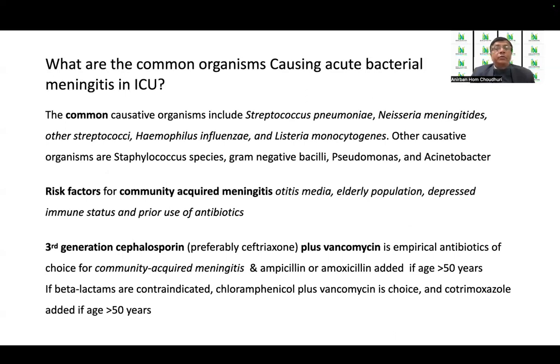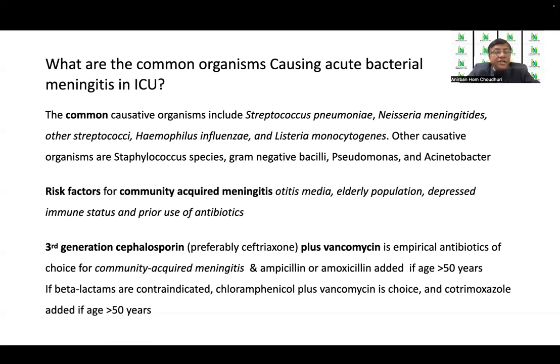So we should know what the common organisms causing acute bacterial meningitis in the ICU are. The common causative organisms are strep pneumoniae, Neisseria meningitidis, other streptococci, H. influenzae, Listeria monocytogenes, and less common organisms include staph, gram-negative bacilli, pseudomonas, and acinetobacter. Risk factors for community-acquired meningitis, if the patient is coming from the community, are otitis media, elderly population, depressed immune status, prior use of antibiotics.